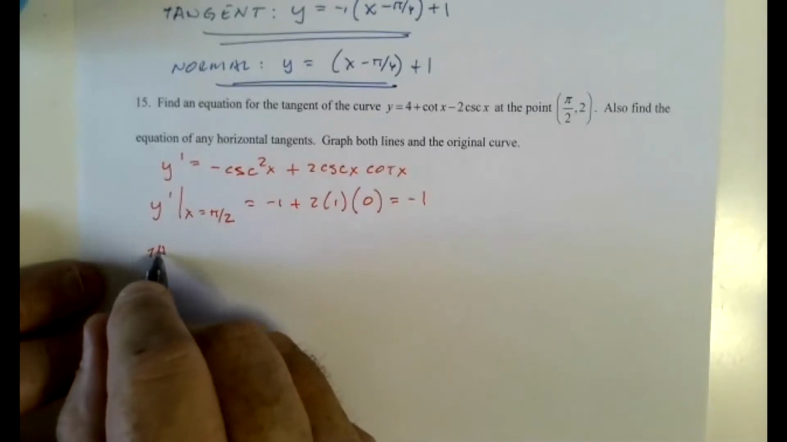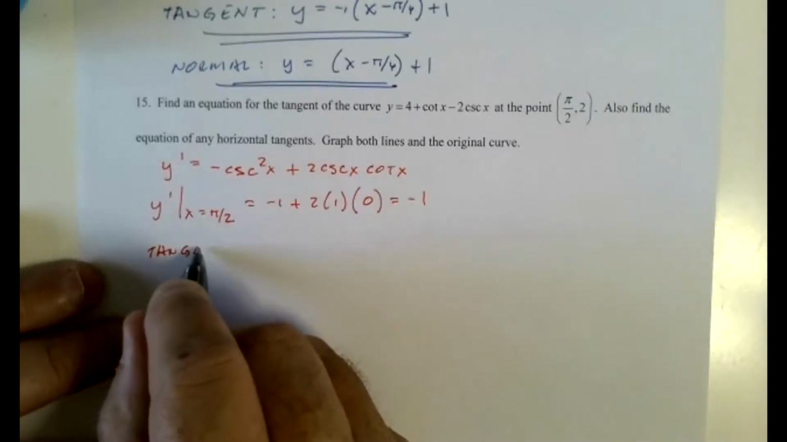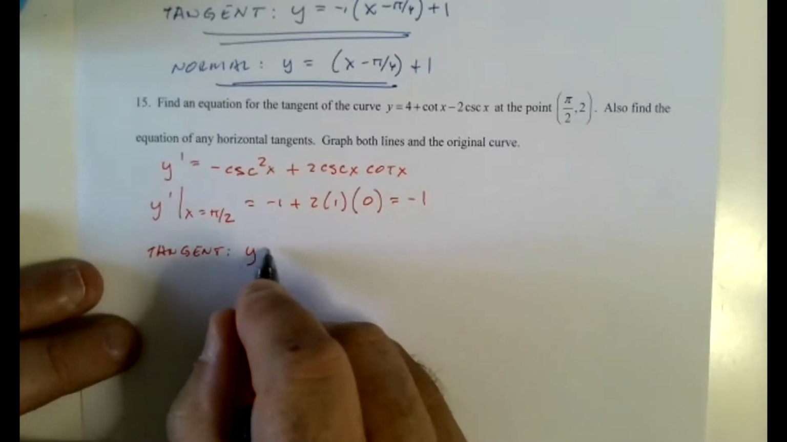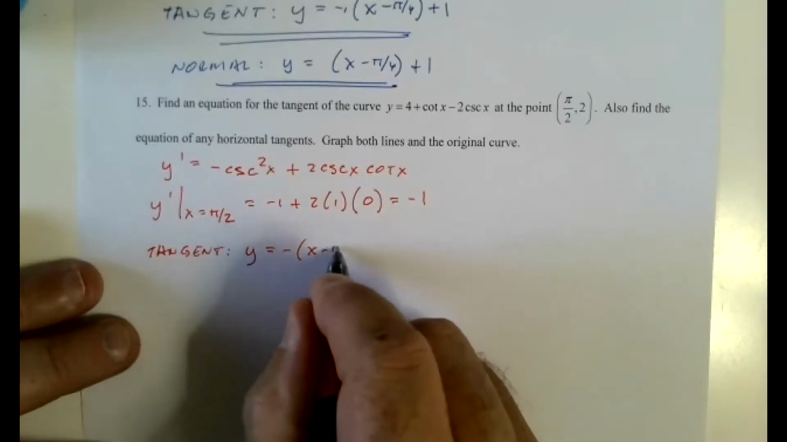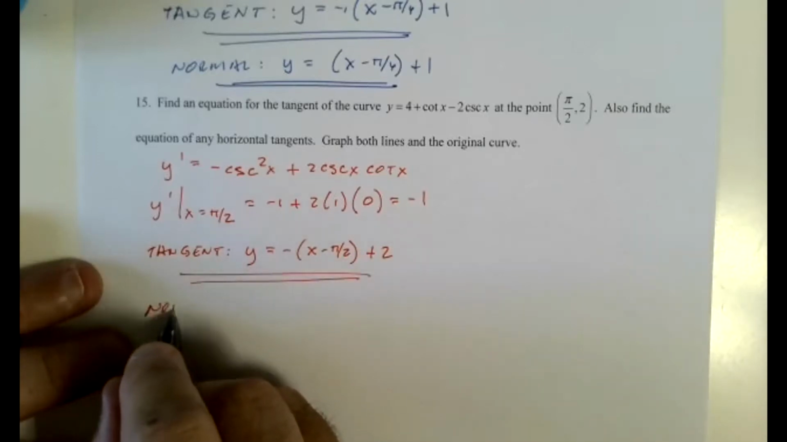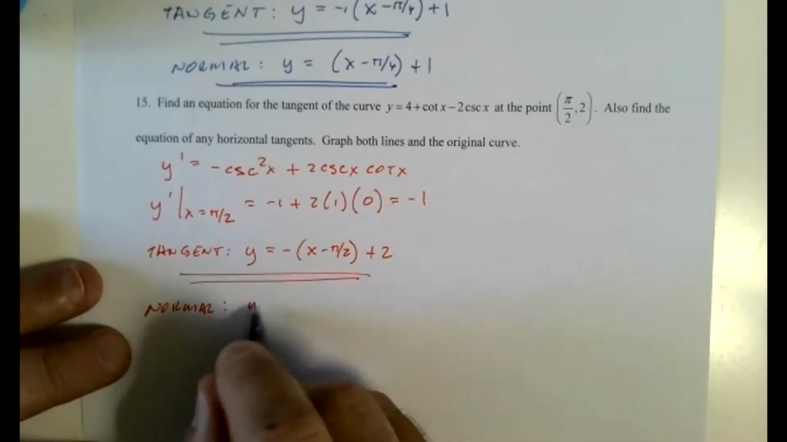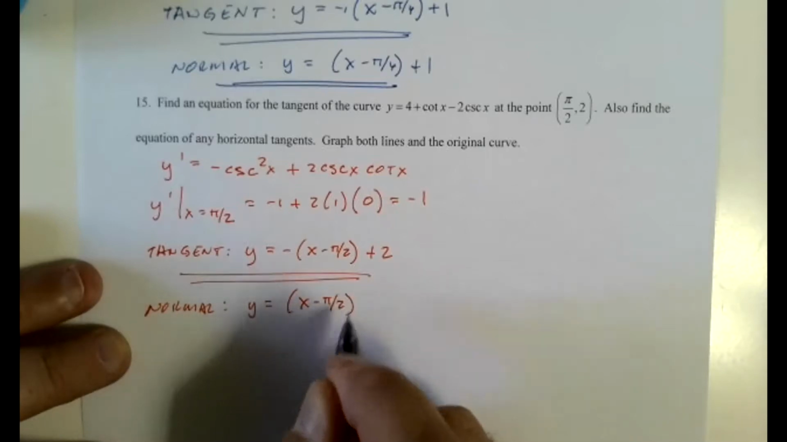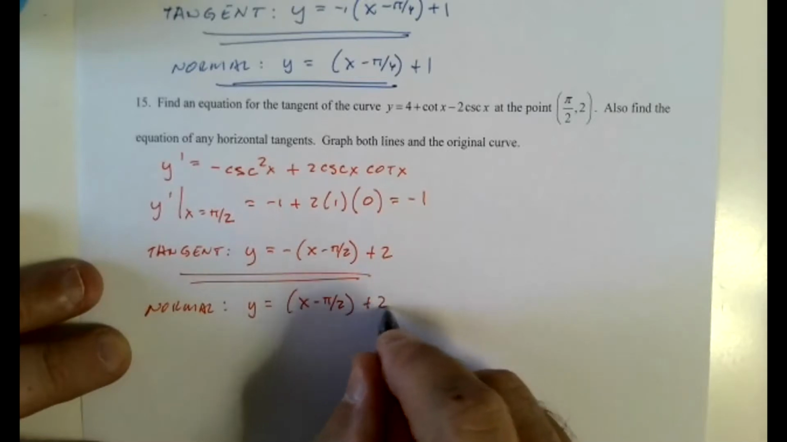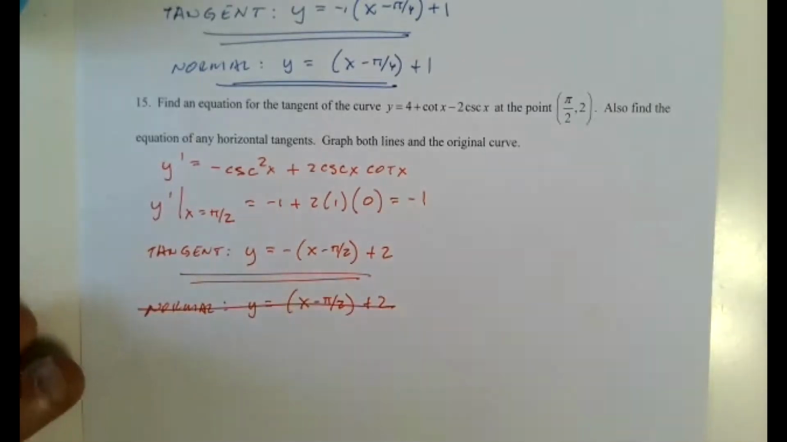So tangent: y minus 2 equals negative, x minus pi over 2, minus 2 plus 2. Normal: y equals x minus pi over 2. They didn't ask for that. RTFQ. Read the full question. Okay. Now, want to find the horizontal tangents.